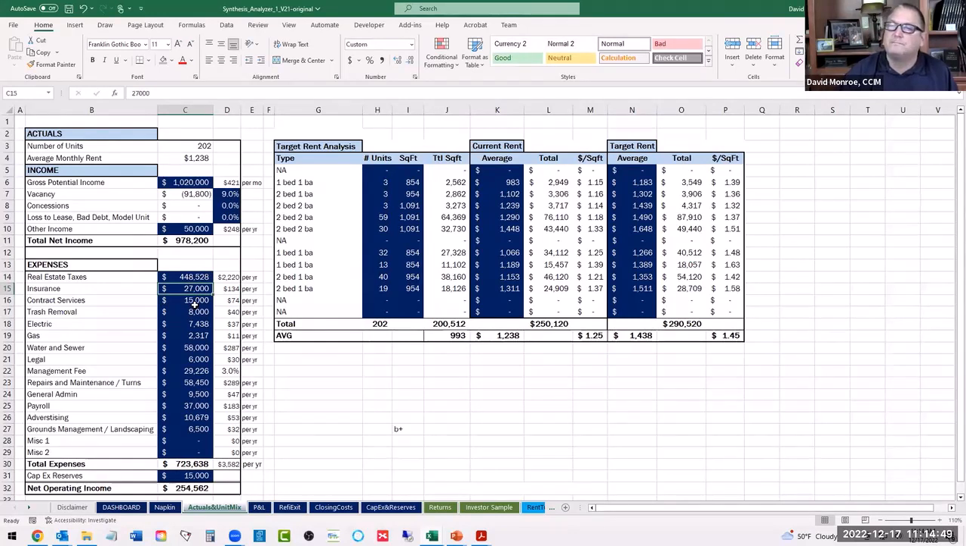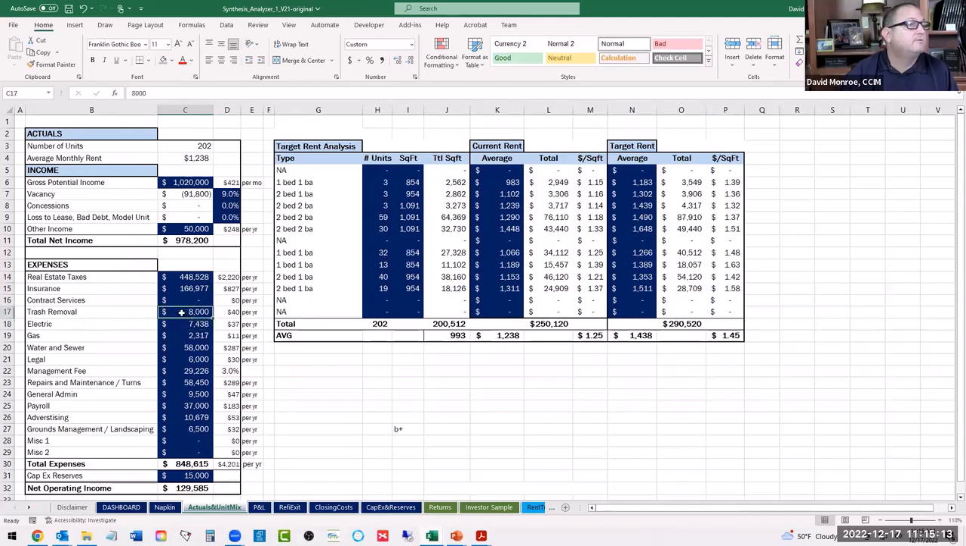Insurance, 166,977. Contract services. Let me look on this T12. I'm going to put all of that into repairs and maintenance, so I'm just going to put 0 for that.